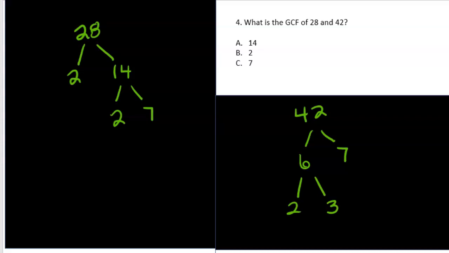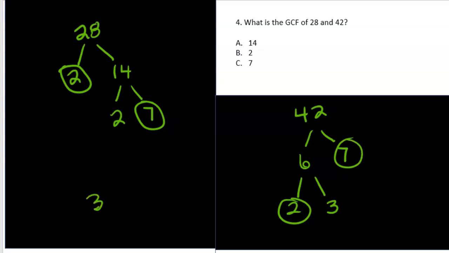Okay, all right, let's start matching them up. Here's our 2 and our 7. Now we multiply those together. Oops. 2 times 7 equals what? And that would be your greatest common factor.